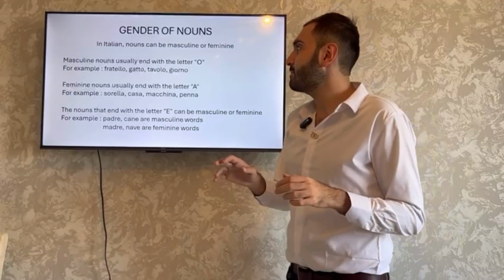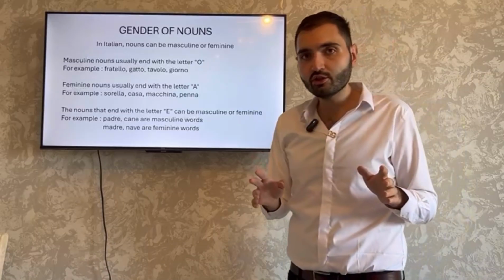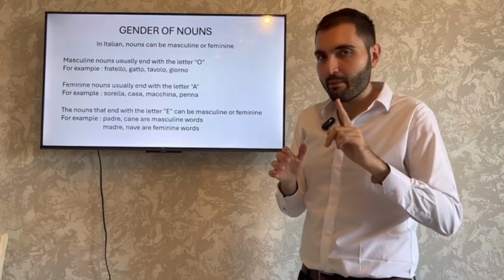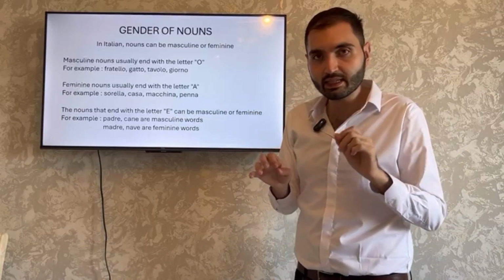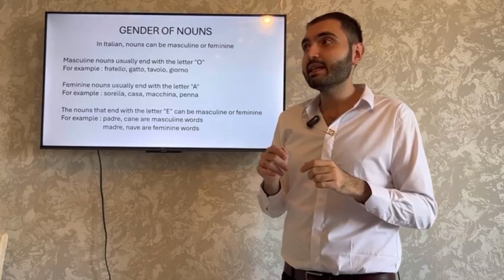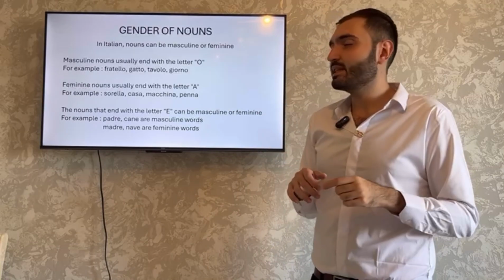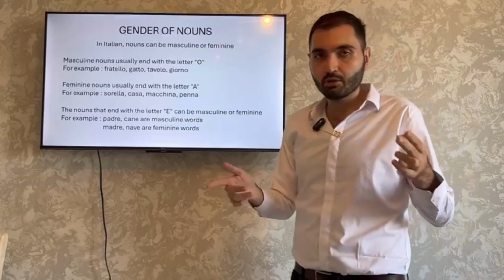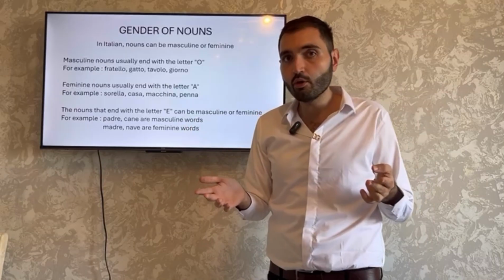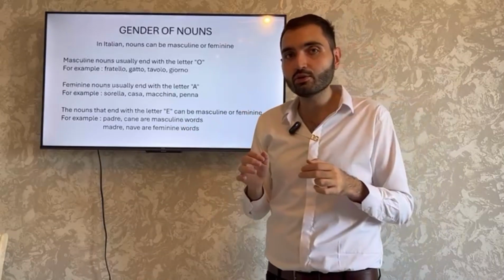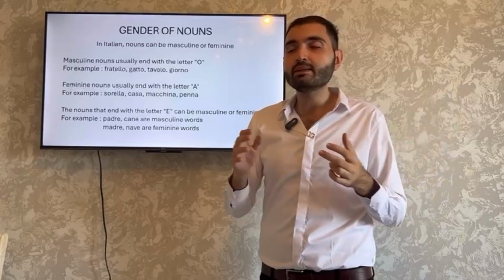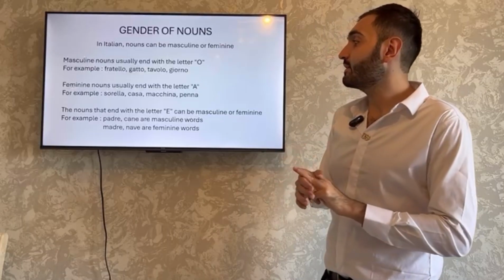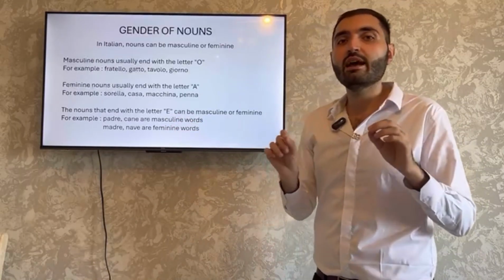Okay, those are the basic rules about gender. When you see a word that ends with O, it's probably, 99% of the time, a masculine word. I'm not saying always; there are some exceptions. There are some words that end with O but are feminine, but there are very few of them. And if the noun ends with letter A, it's probably feminine, like 99% of the time. Here too there might be some exceptions: some words that end with A are masculine, but they are very rare. And finally, if the noun ends with letter E, you just have to memorize the gender.